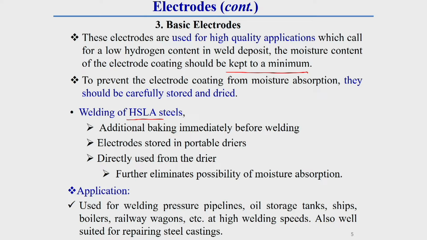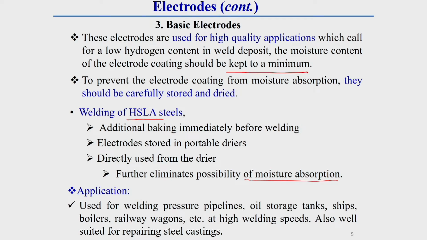That is why, in this case, the HSLA electrode is used directly from the dryer. Since it goes directly from the dryer to welding, it further eliminates the possibility of moisture absorption. That means the moisture content will be eliminated more or less fully. So this baking operation is used immediately before welding in the case of HSLA, to remove moisture content and remove the possibility of hydrogen embrittlement.